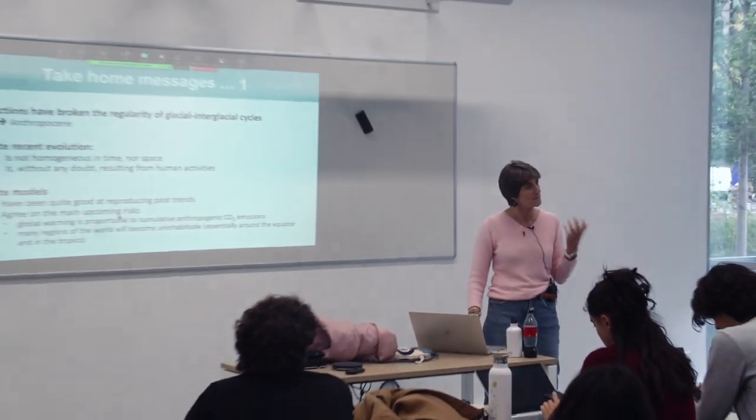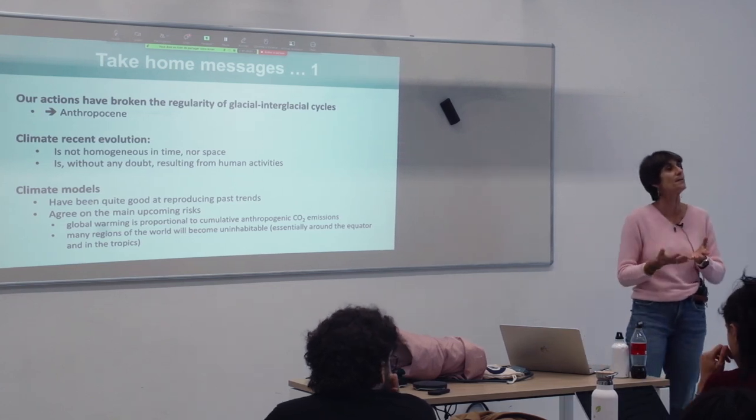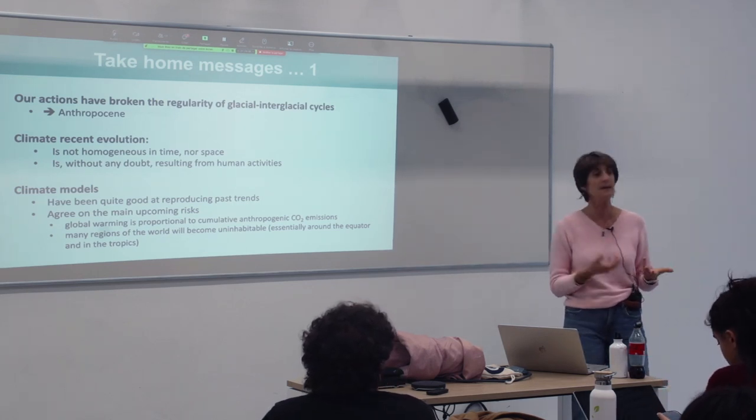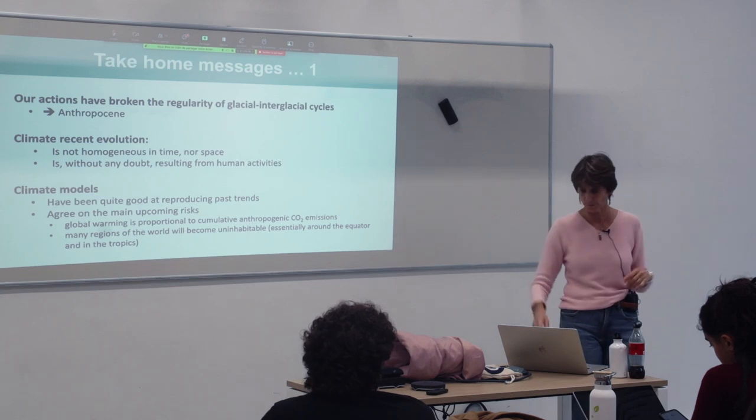The climate models that we are using, even though climate science using models is a very recent discipline, started in the 1970s. So compared to other scientific disciplines, it's quite new. But still, those models have been quite good at reproducing the past trends. And there is an agreement on some upcoming risks, like the global warming is relatively proportional to our cumulative emissions of CO2. So more CO2, more warming. Many regions of the world will become uninhabitable, essentially around the equator and the tropics, not so far at our latitudes or further north.